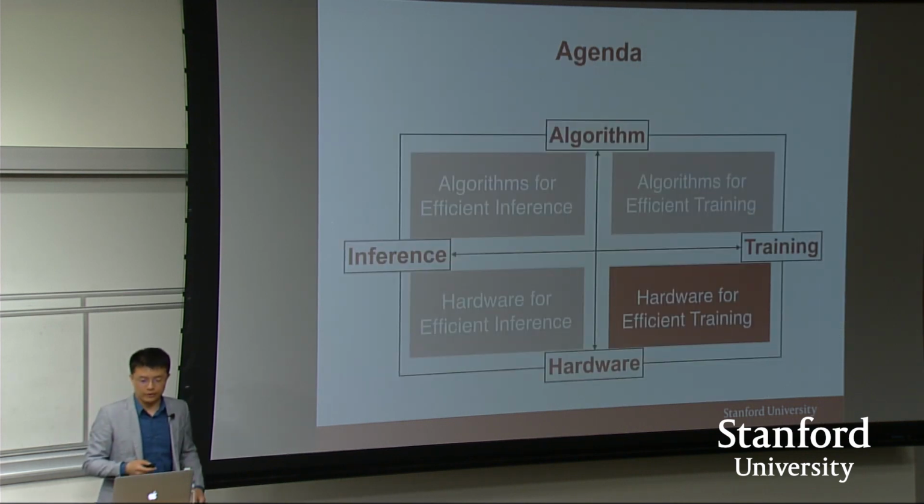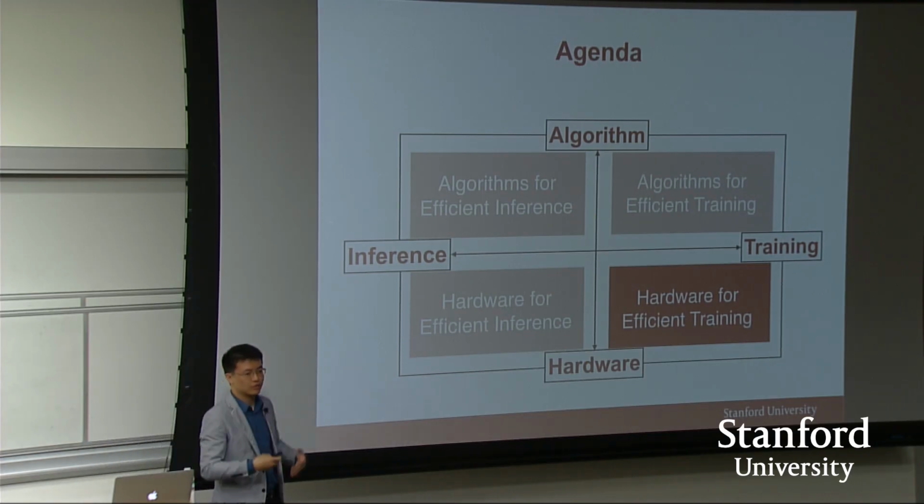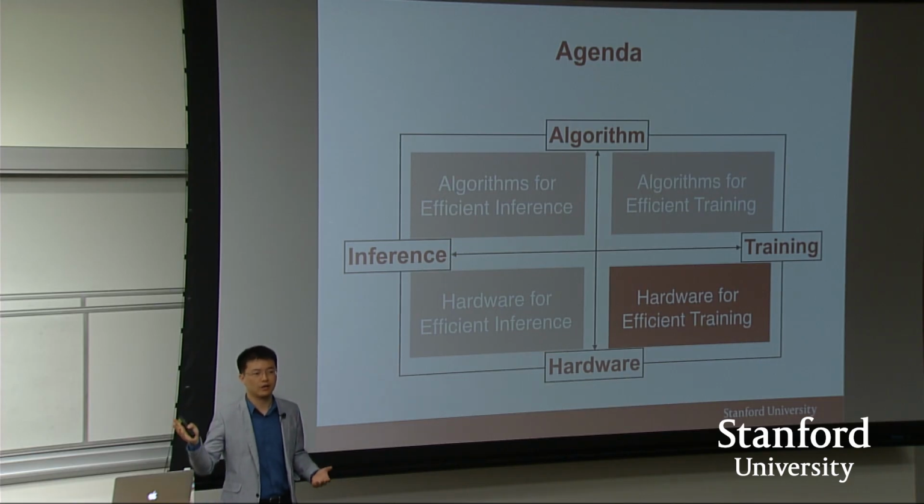Okay, finally, we come to efficient hardware for efficient training. How do we take advantage of the algorithms we just mentioned? For example, parallelism, mixed precision. How is the hardware designed to actually take advantage of such features we can obtain? First, GPUs.